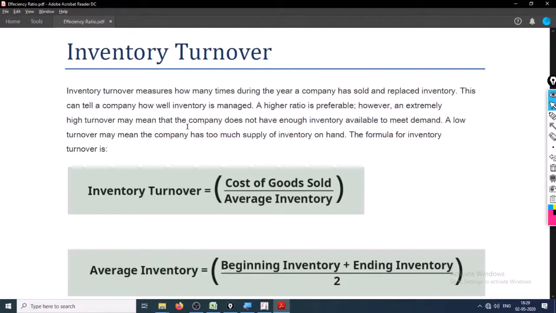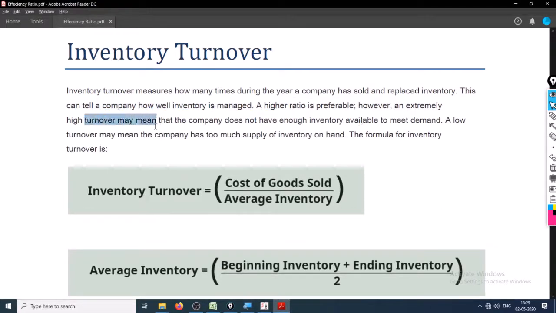Hi, welcome back. We were learning the ratios. Now we are on the third efficiency ratio, that is the inventory turnover ratio. As the name suggests, it tells us how often the company is selling and purchasing the inventory. So this can tell how well inventory is managed. A higher ratio is preferred.